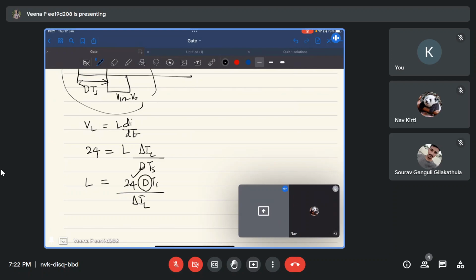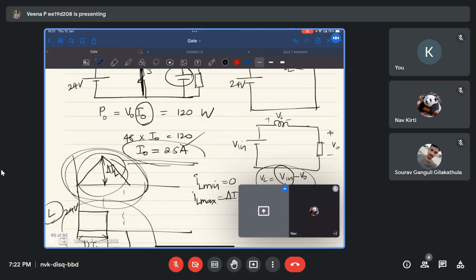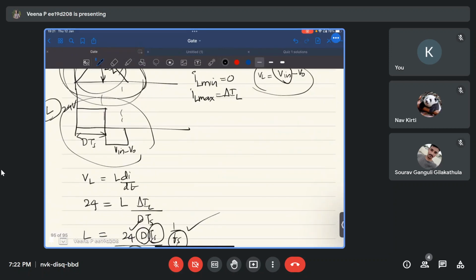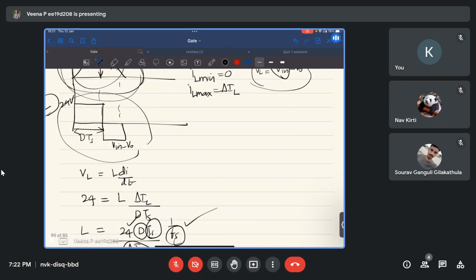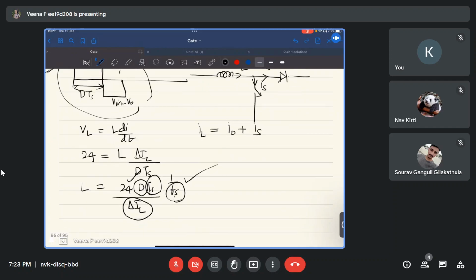So you already found D. You have Ts as 1 by Fs, the switching frequency is already given. You have to find delta IL. To find delta IL, you already know I0. So from I0, how will you find delta IL? You know that the inductor current goes through the diode as well as the switch. So this is the inductor current, the diode current is the same as the output current, and this is the switch current. By applying KCL, the inductor current is the output current plus the switch current.